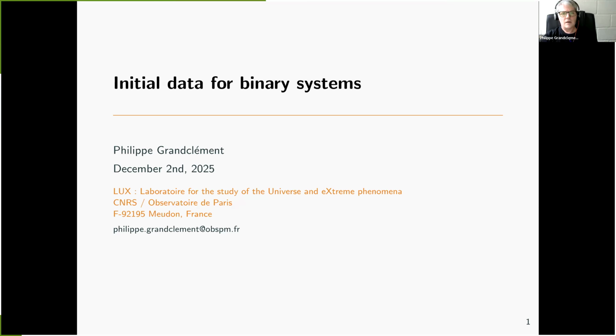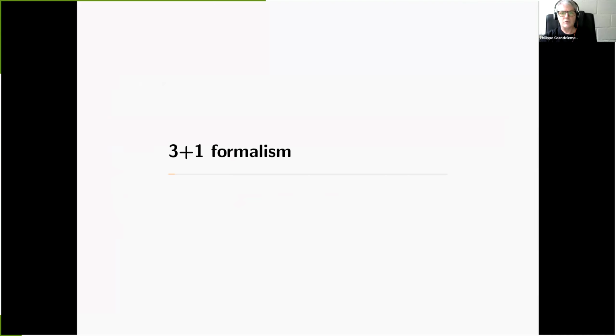So I took a semi-historical approach in this talk. I will start from the very early works from the 60s and try to move through the various incarnations of initial data generated for binary systems, up to the up-to-date data. So we'll start with the 3+1 formalism. I will go very quickly because I think you had a talk about that yesterday, just to be on the same page.